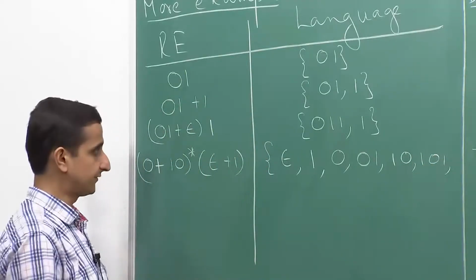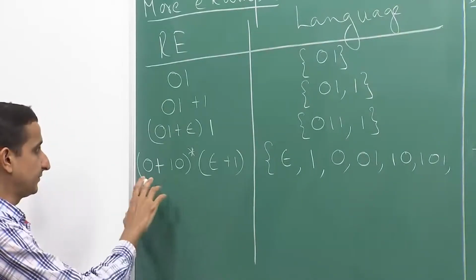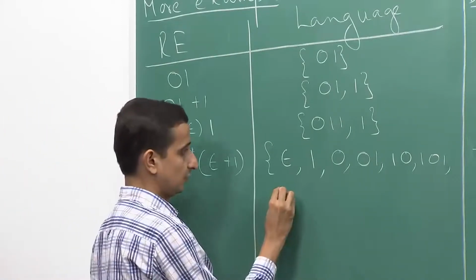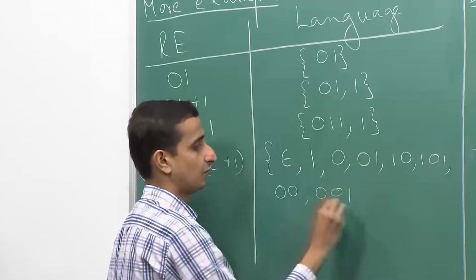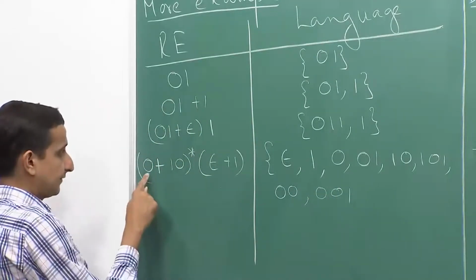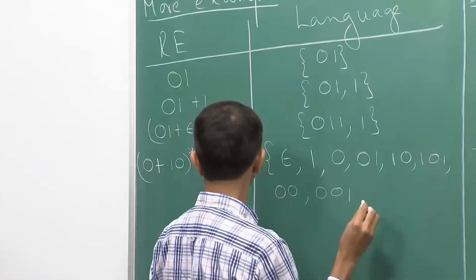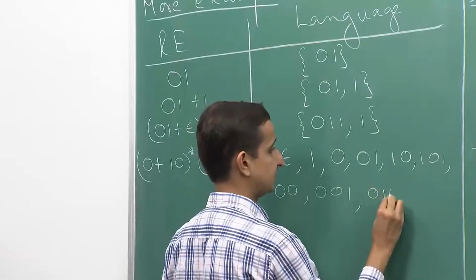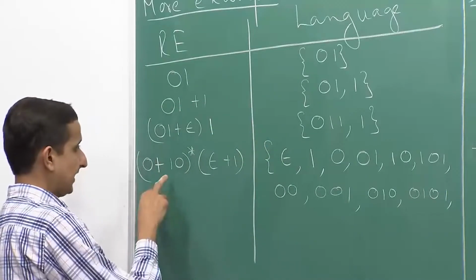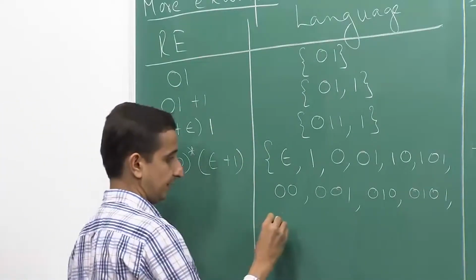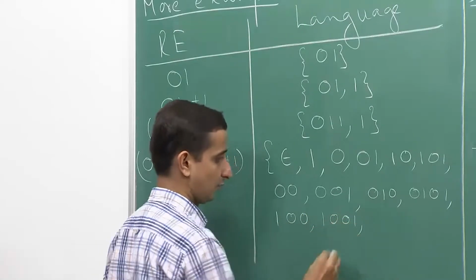Now, let us take two strings. So, how many ways can I form two strings from the left hand side? So, I can have 0 0. So, 0 0 will give me 0 0 and 0 0 1. I can have 0 1 0, that will give me 0 1 0 and 0 1 0 1. I can have 1 0 0, that will give me 1 0 0 and 1 0 0 1.